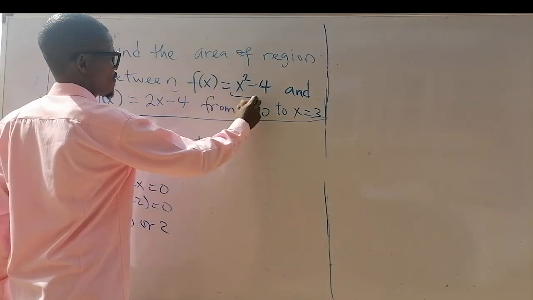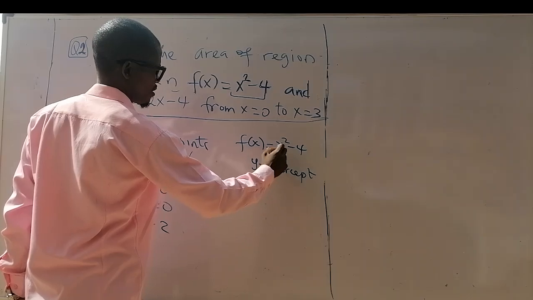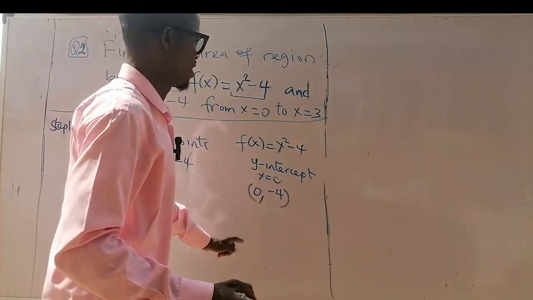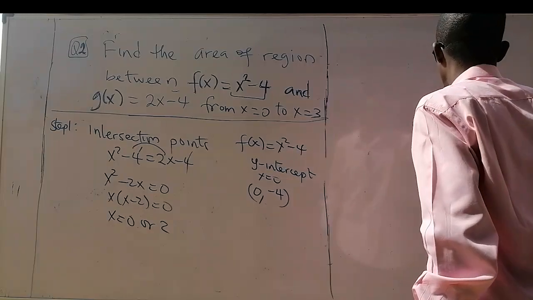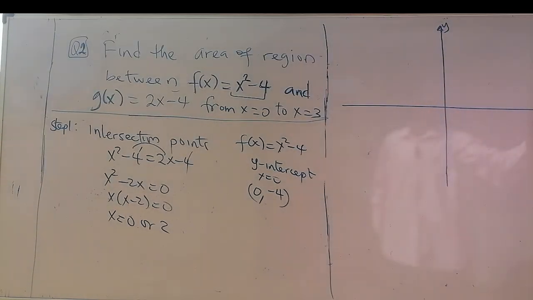Okay, for this graph, f of x, let's get the y-intercept. I mean, x equal to 0. Put it there, we have 0 minus 4, which is minus 4. I think that's what we need. Then we can come to the graph. Indicate your y-axis, indicate your x-axis.